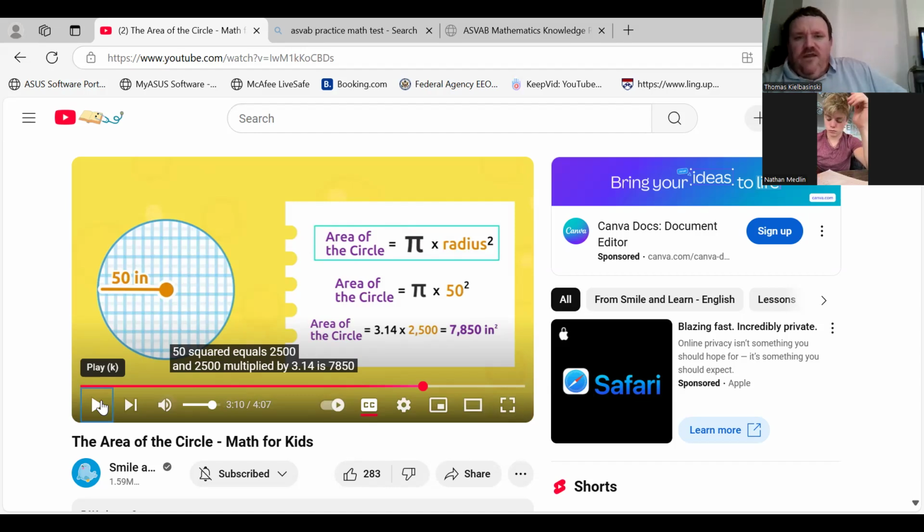No, if you look at the screen there, 50 is on one side, 50 inches. So you're taking 50 inches times 50 inches. It's 50 to the second power. 50 times 50 is 2,500 right here. Then times 3.14, and it gives you 7,850. That's how you have to do it.